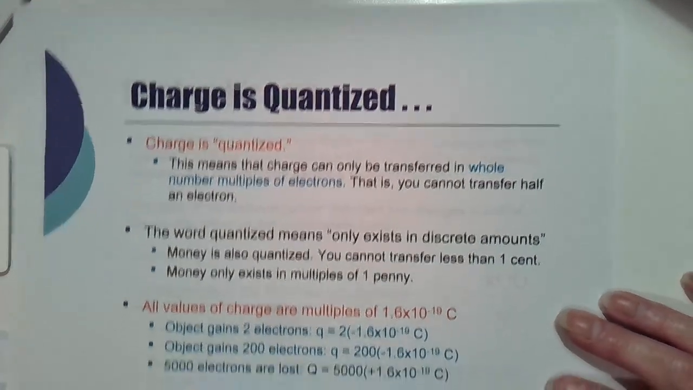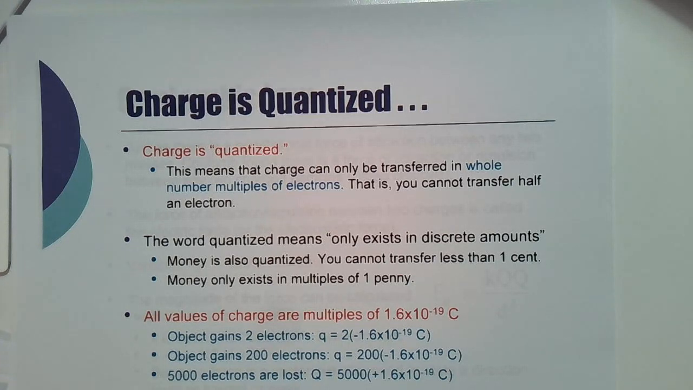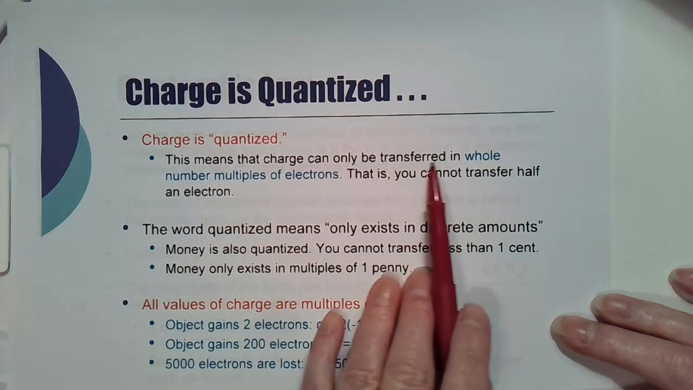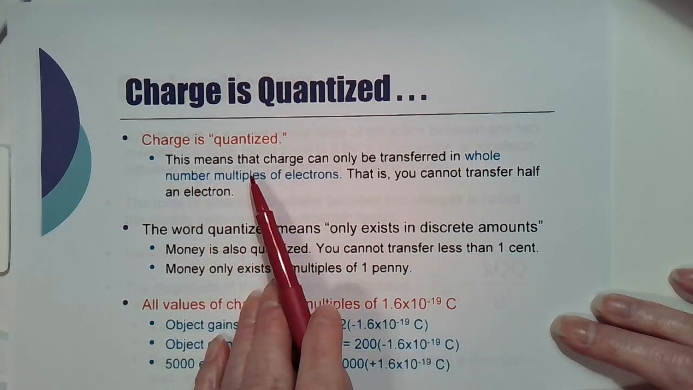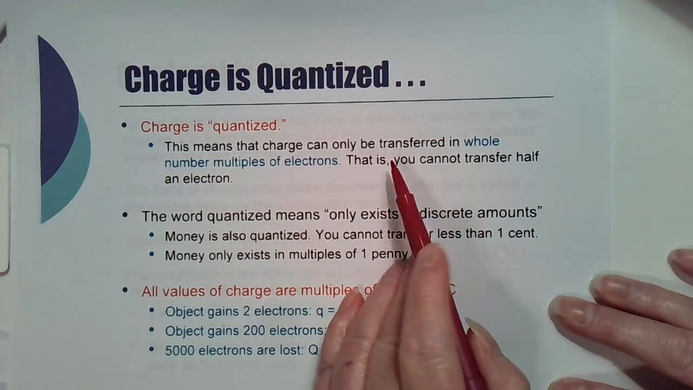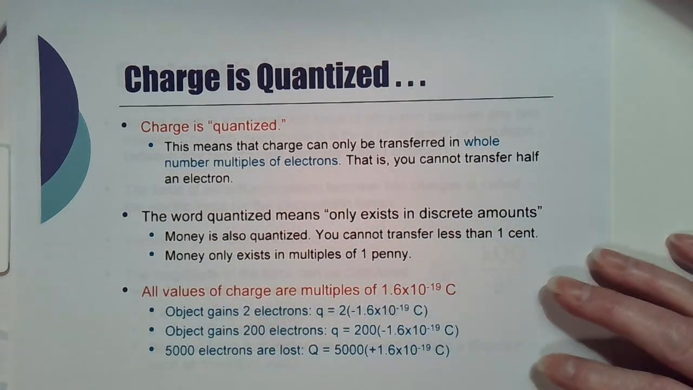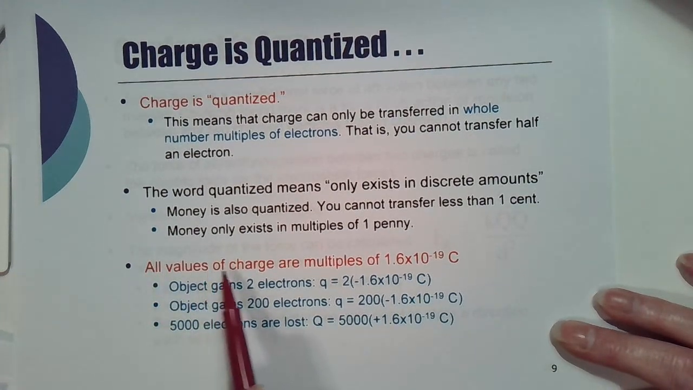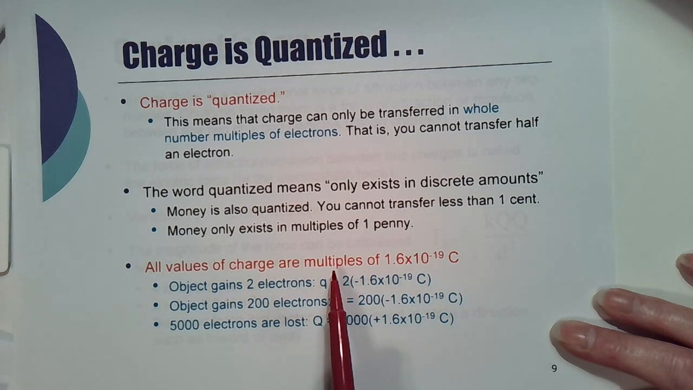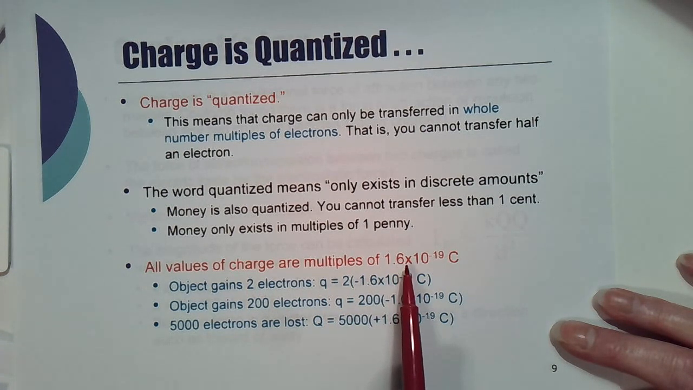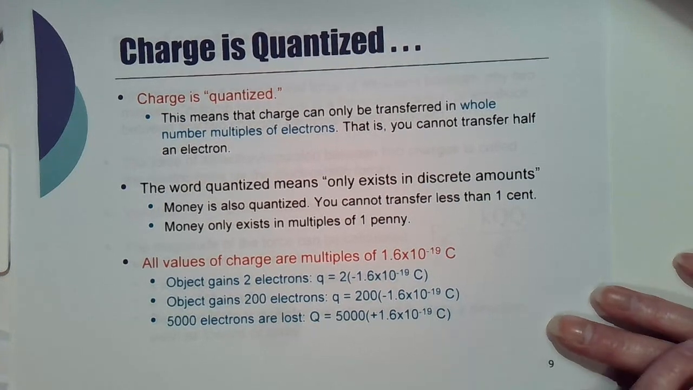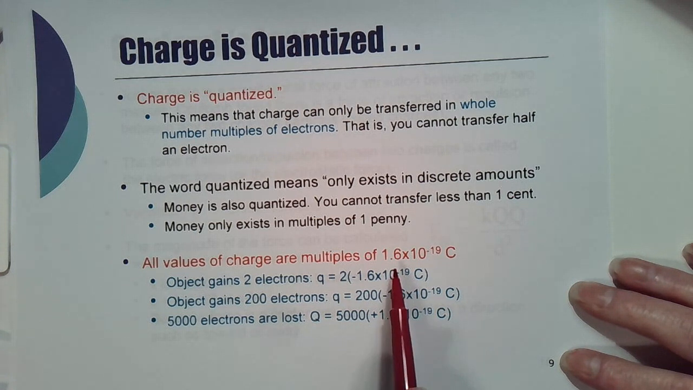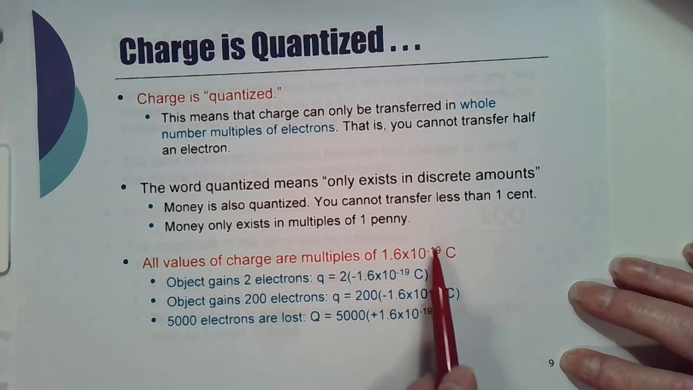All right, the last thing that we need to know then is that charge is quantized. And quantized means that charge can only be transferred in whole number multiples of electrons. You cannot transfer half an electron. So I'm going to jump down to the bottom here for a minute. It says all values of charge have to be multiples of 1.6 times 10 to the negative 19. If the smallest thing that I can pick up is 1 electron, that would be its charge.